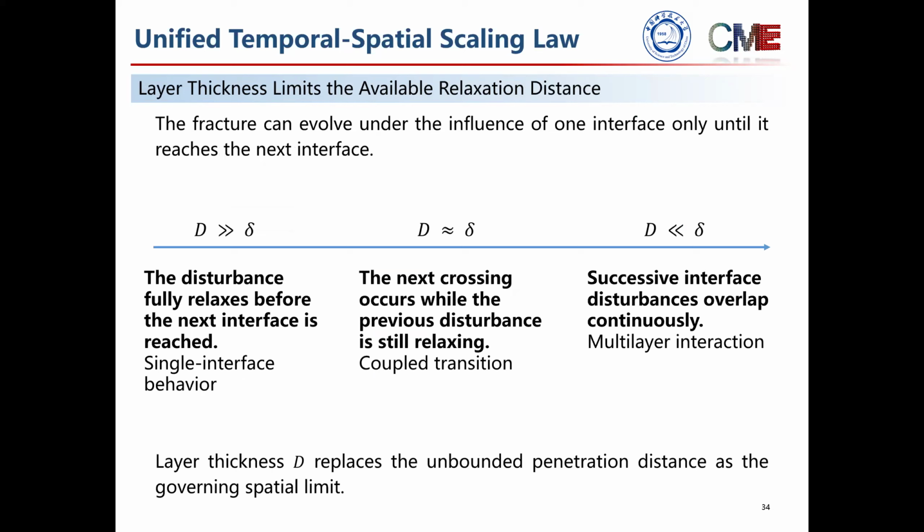Three regimes follow naturally. If d is much larger than delta, the disturbance relaxes before the next crossing, and each interface can be treated approximately independently. If d is comparable to delta, the next interface is reached while the previous disturbance is still relaxing. We then have a coupled transition. If d is much smaller than delta, successive disturbances overlap continuously, and the fracture experiences a genuinely multilayer interaction. So layer thickness is not just a geometric input. It limits the spatial distance available for the fracture to forget the previous interface.